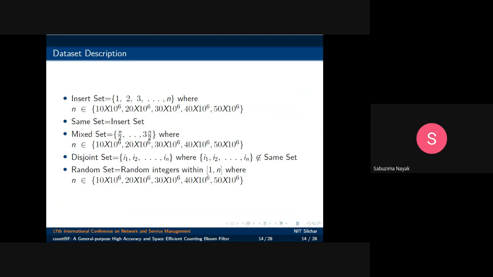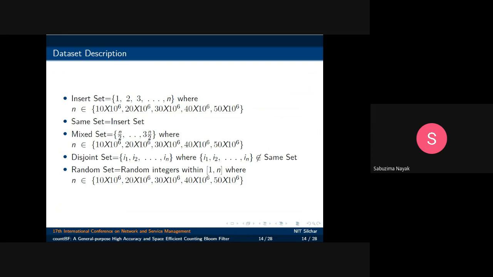In our experiment, we have used 4 data sets: insert set, mixed set, disjoint set, and random set. Insert set is used for insertion and other sets are used for query operation. Insert set consists of integers from 1 to n, where n is 10 million, 20 million, 30 million, 40 million, 50 million.